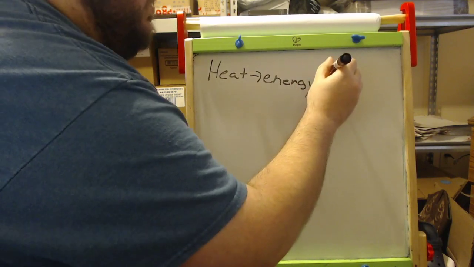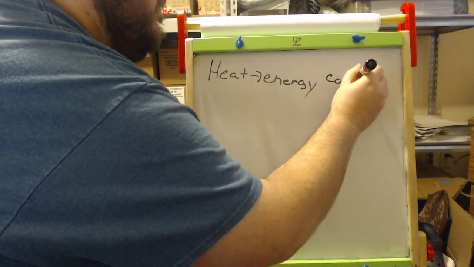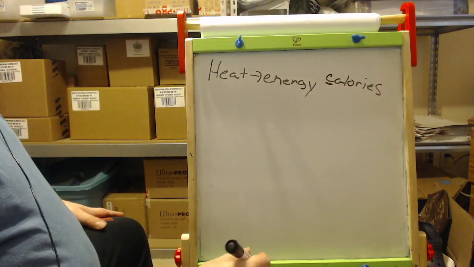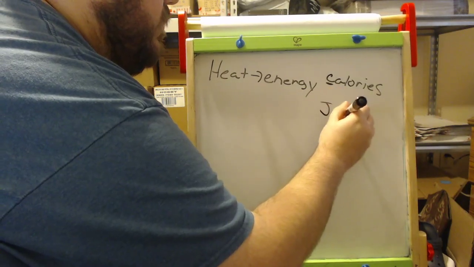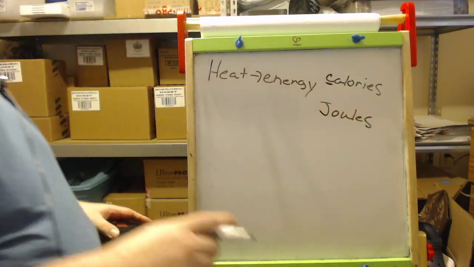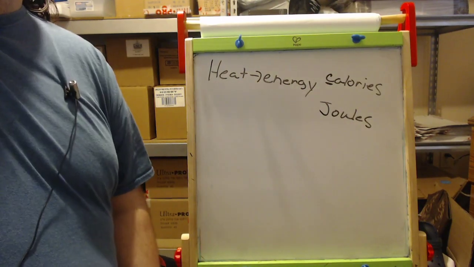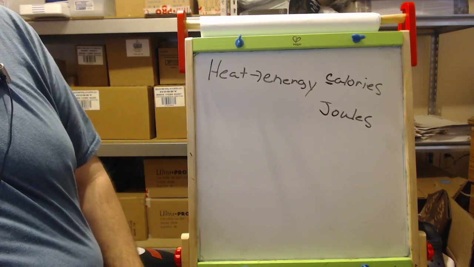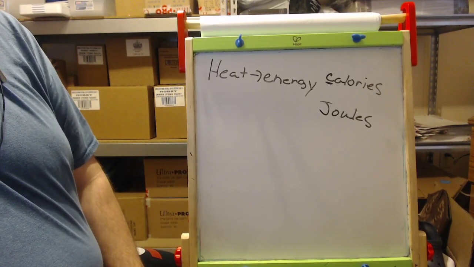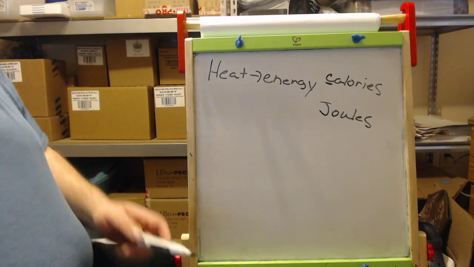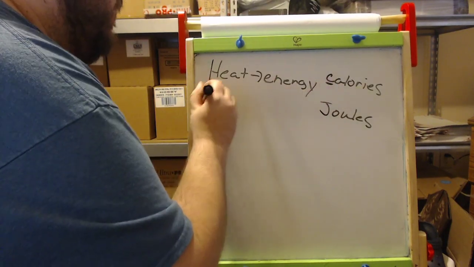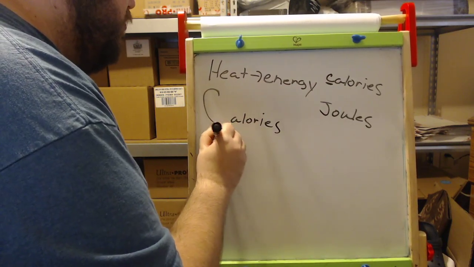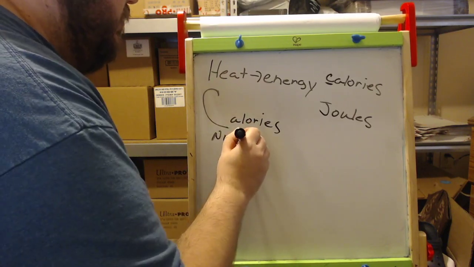And the units that we usually use for heat are calories with a lowercase c, or joules. So we have calories and we have joules. Now the calories that we consume are capital C calories. So this is known as a nutritional calorie.